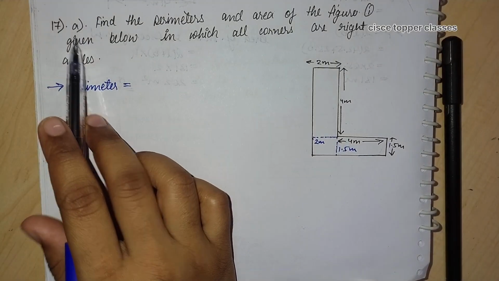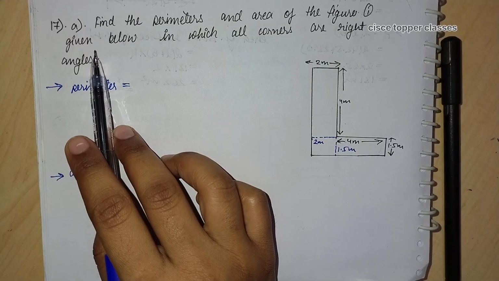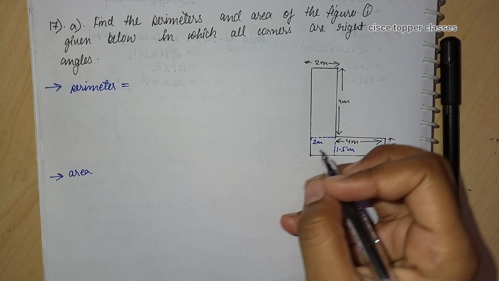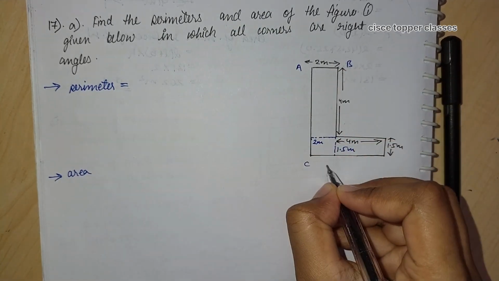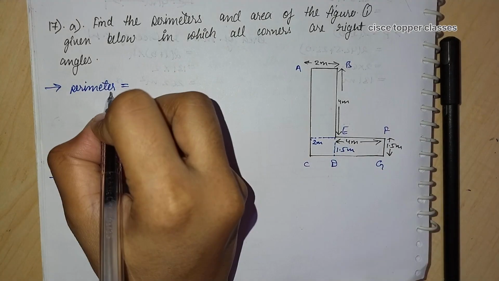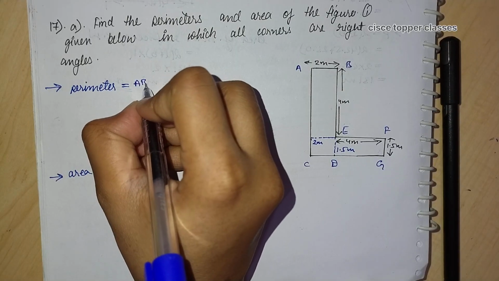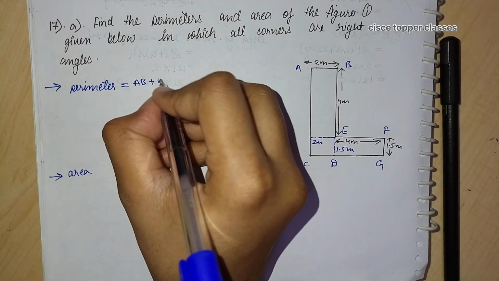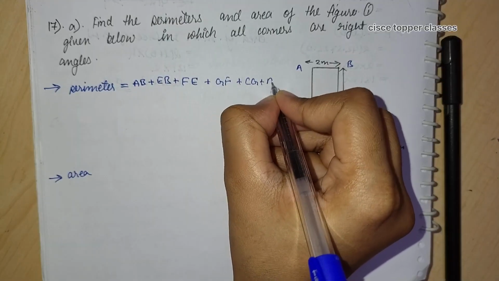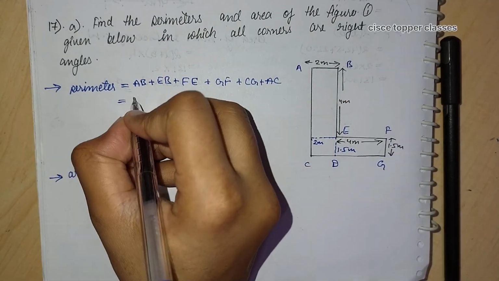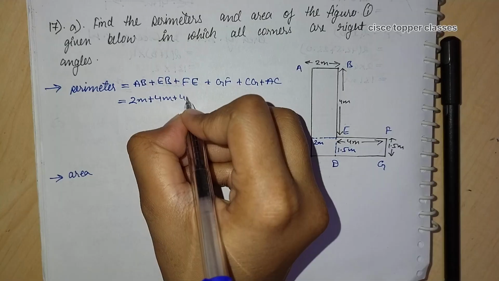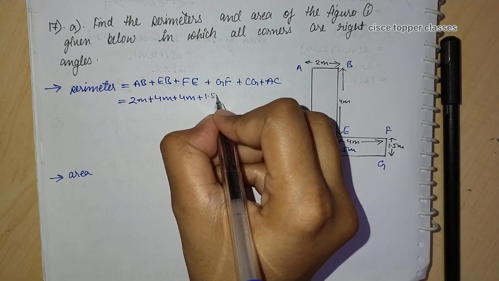Now let us solve here 17th first part. We have to find the perimeter and area of this figure given below, in which all corners are of right angles. So here we can write, let these be A, B, and this C. We can just draw a line here, and it will be G, F, E. So here the perimeter will be the sum of all sides, means AB plus EB plus FE plus GF plus CG plus AC. Perimeter is sum of all the sides in a figure. So here AB is given to us as 2 meter, EB is given to us as 4 meter, FE is 4 meter again, and GF is 1.5 meter.